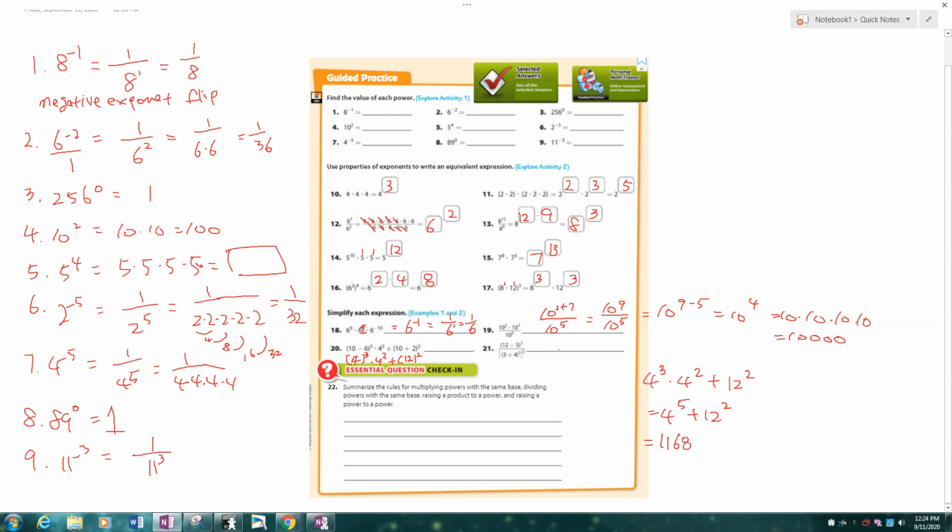All right, number 21. I have 12 minus 5 is 7 to the 7th power, divided by 3 plus 4 is a 7, and 7 squared. That means 7 to the 7th power divided by, when you have a parenthesis exponent, we multiply, 7 to the 4th. In the end, when you have a same base divide, we subtract the exponent. 7 minus 4, which is 7 cubed.